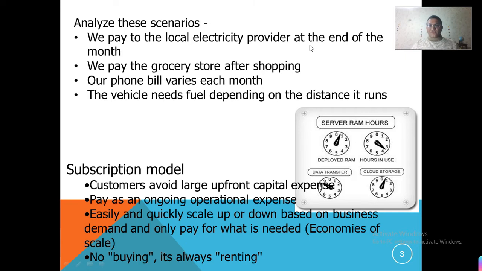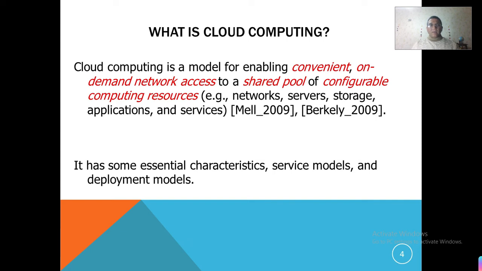Okay, so let's see what's next. So now, what is cloud computing? Cloud computing nowadays is not a new term, though it is very popular. It has become very common, and if you are looking at the trends, all the companies are moving to the cloud. So why are they moving to the cloud?